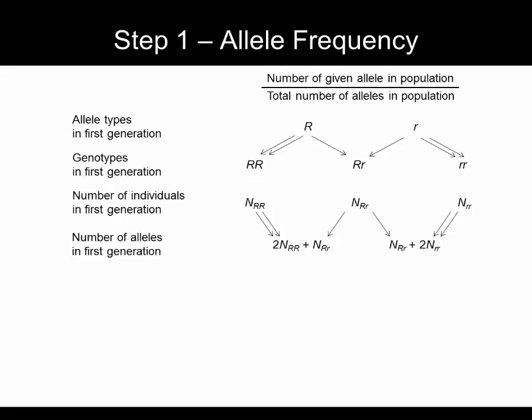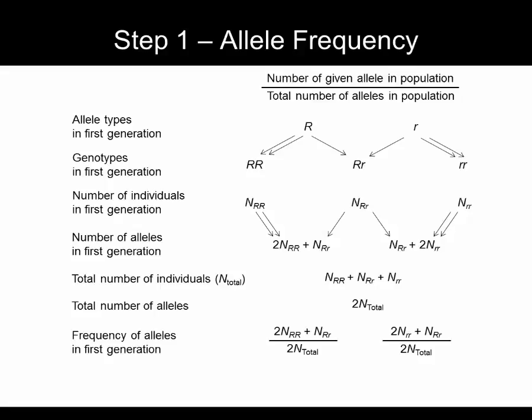And the number of recessive alleles is the number of heterozygotes plus 2 times the number of homozygous recessive individuals. Then we take the total number of individuals and multiply by 2 for the total number of alleles. Finally, we divide the number of each allele by this total, and we have our allele frequencies. Typically, we call these frequencies P and Q, with P as a dominant and Q as a recessive.